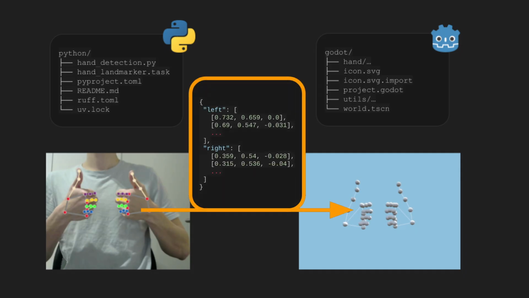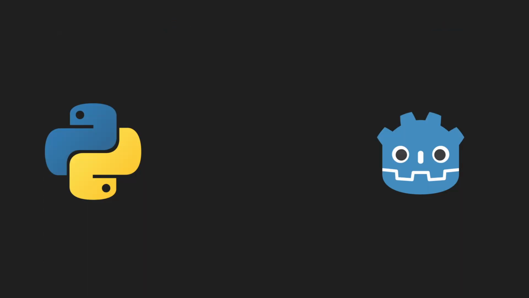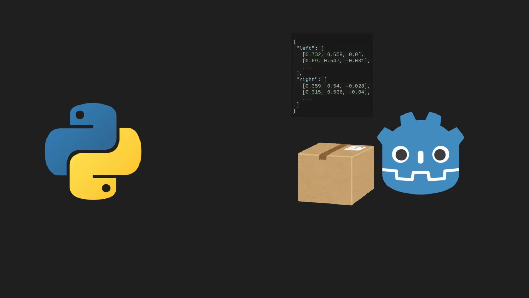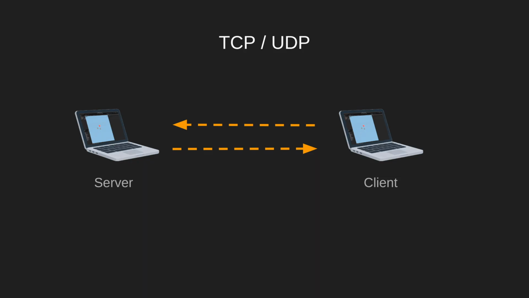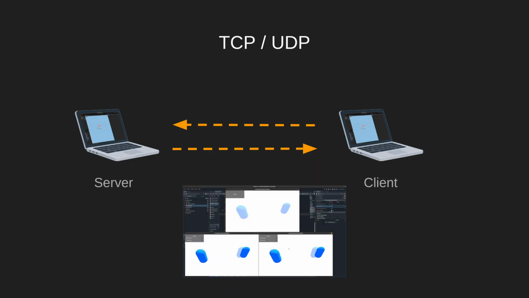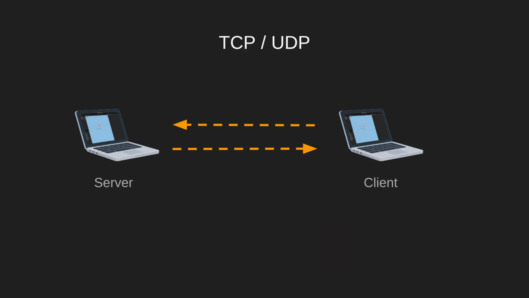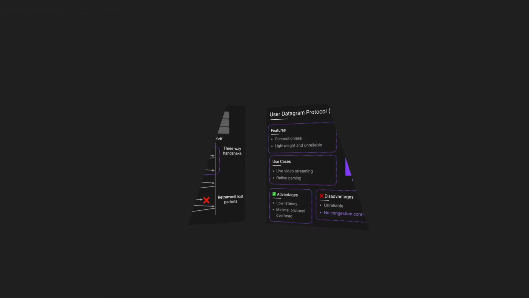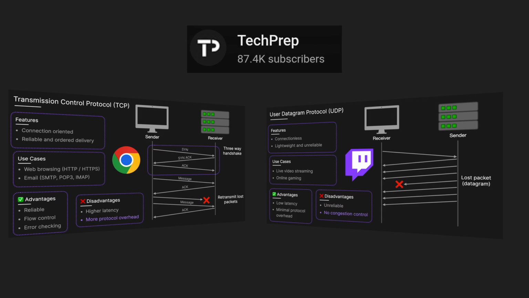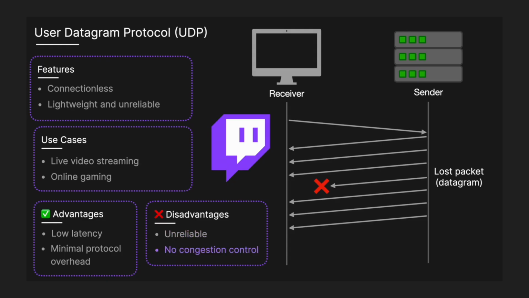To send this data from Python to Godot, we're going to use a networking protocol. These are just standards that define how information is packaged, sent and received between two parties. You might have heard of TCP and UDP before, probably in connection with multiplayer games. However, we can also use these to communicate on the same machine between two applications. There are some great resources out there about the differences of these two if you want to know more. For this project, I chose the UDP protocol, because low latency is more important than every single packet arriving.